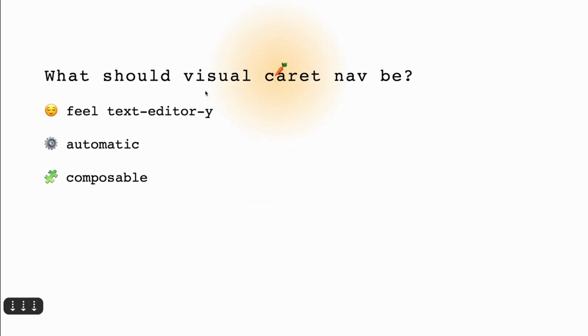So I know in Polytope I want to have Caret navigation for all my editors, but what should visual Caret navigation be? First of all, it should feel text editory, which means that it should strongly utilize the intuition users have coming from a text editor. And it should be a natural extension of text editor controls. If we come up with a scheme for visual Caret navigation and we apply it to text, then we should get back normal text editor controls. And if we apply it to visual editors, it should feel intuitive and like an extension of text editor controls.